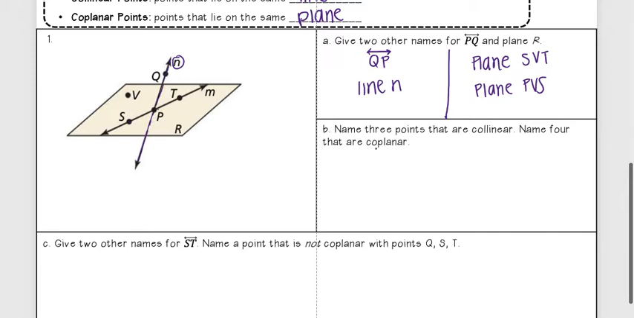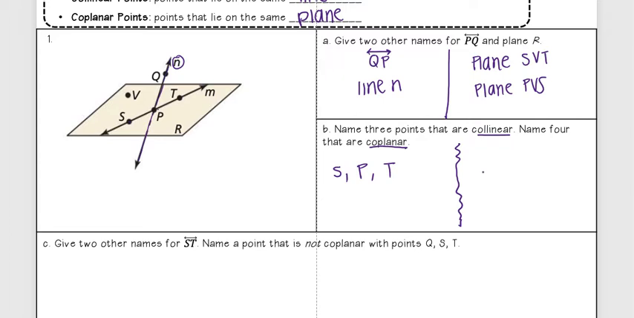Okay, now next one it says to name 3 points that are collinear. So that means they're on the same line. And name 4 that are coplanar. So I want to do this again. Collinear, 3 points that are on the same line. Well, that is SPT. Those are all on the same line.